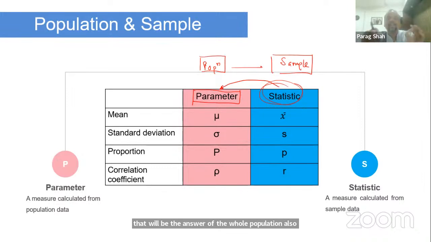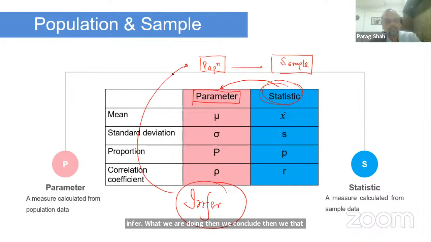So we are actually calculating on the sample, and then we infer and conclude that it will be the same answer for the population. This logic is called inferential statistics. So now, if you understand, there are two types of analysis.